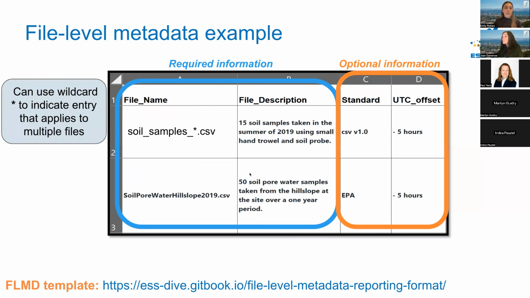So here's an example of what a completed file level metadata file would look like. This is a file that is added to the rest of your data files and submitted as a data set. For each reporting format, there are often a set of required information and then a set of optional additional information that can be included. In this case, the required information for the FLMD would be the file name and file description, while additional information about the standard that each file follows and the UTC offset are also included in this case.